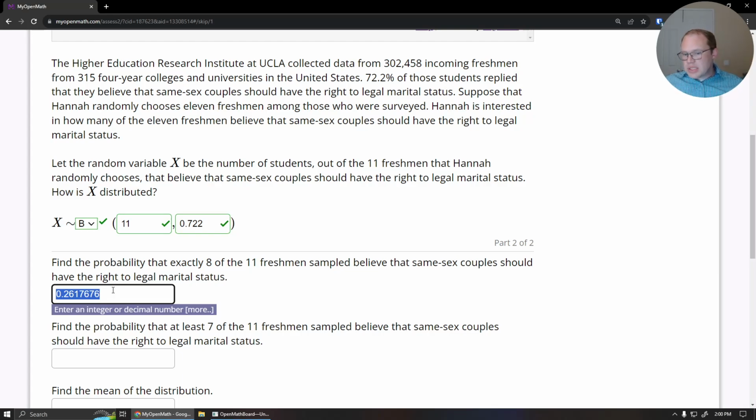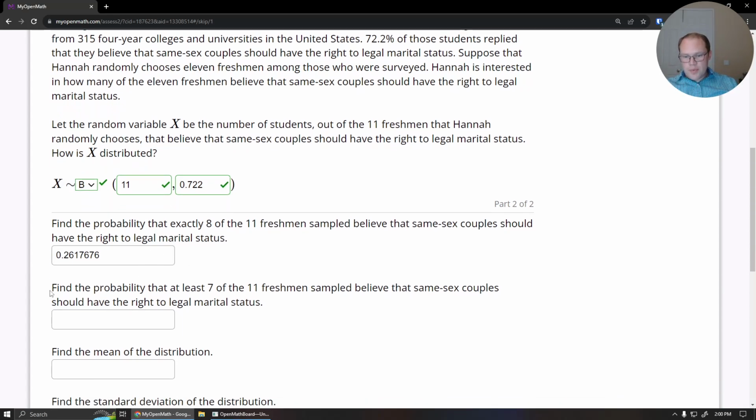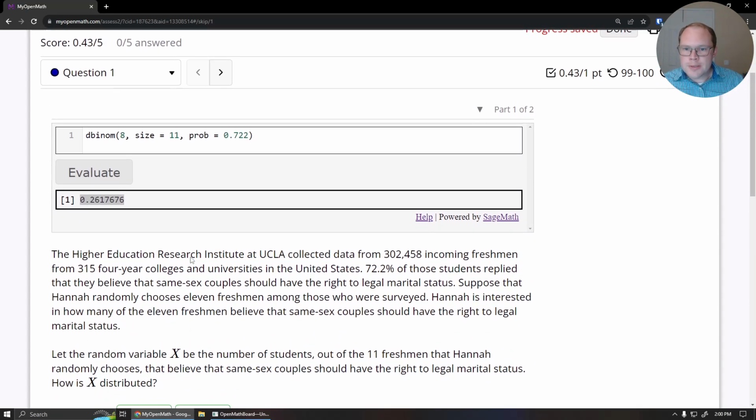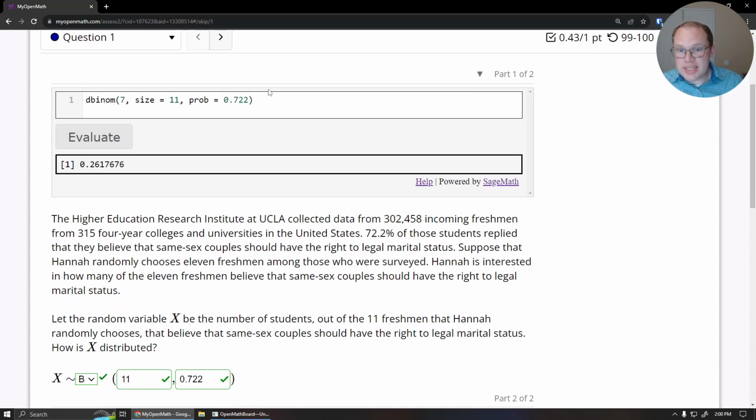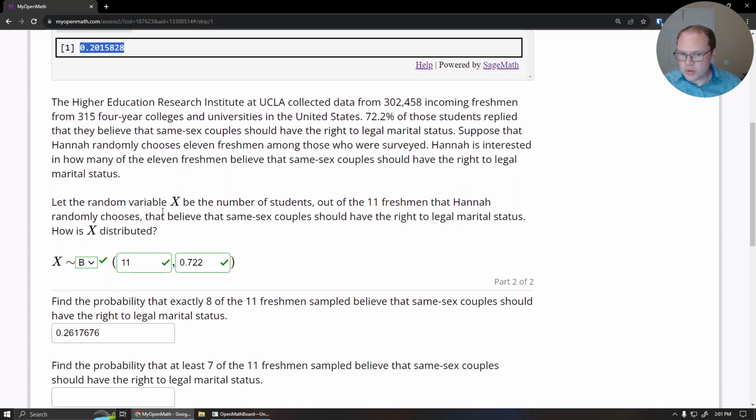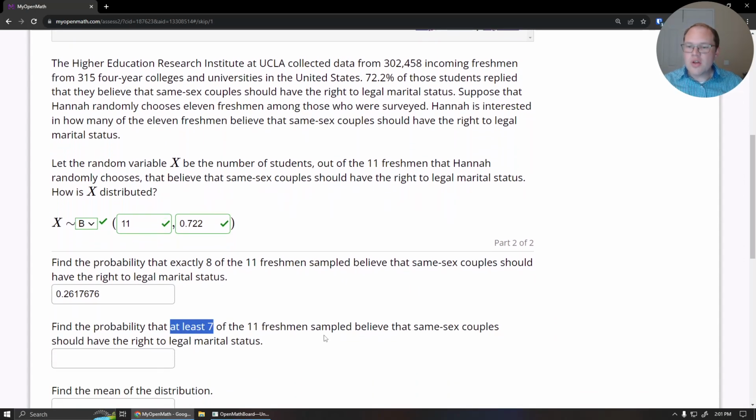Okay? Next question's a little trickier. It's similar though. Find the probability that at least 7 of the 11 freshmen sampled believe that same-sex couples should have the right to legal marital status. Okay? Well, what we don't want to do is just put 7 here. Okay? Now, the size stays the same, the number of trials. The probability stays the same, but this is giving us the probability that exactly 7 believe that same-sex couples should have the right to legal marital status. That's not what the question is asking. It's saying at least 7. So it could be 7 or anything bigger, right? That's what at least means.